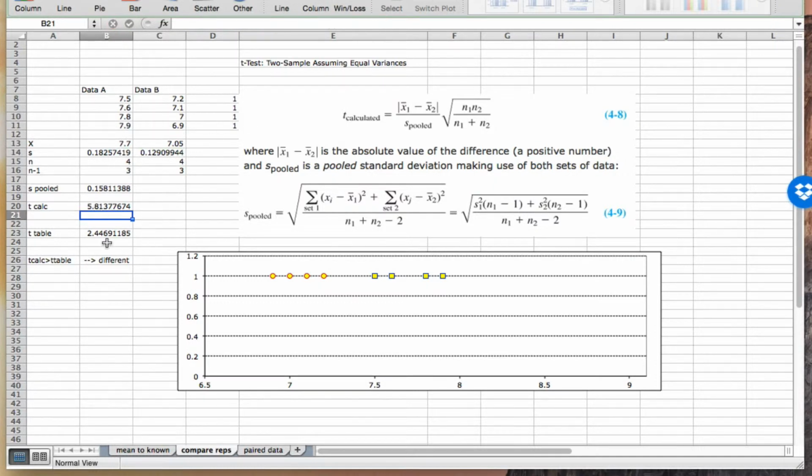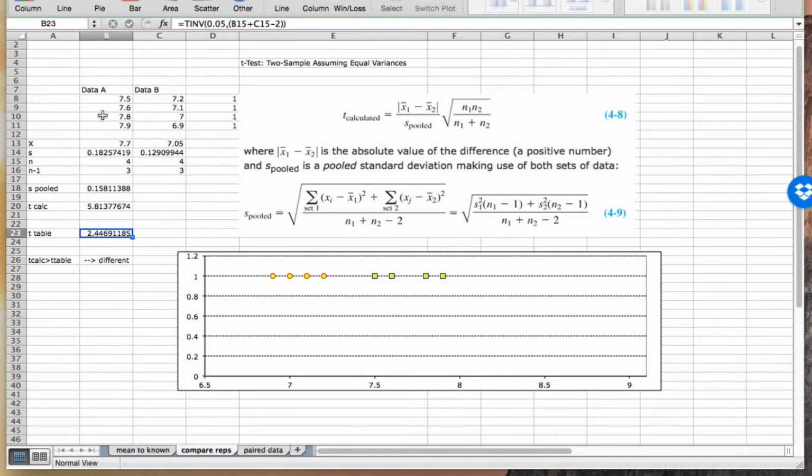So 5.8 is bigger than the T table, 0.05. And in this case, you use the degrees of freedom of all the data, so it's going to be B15 plus C15 minus 2. T table's 2.4, T calc is 5.8, so we can conclude they're different. And that makes sense.